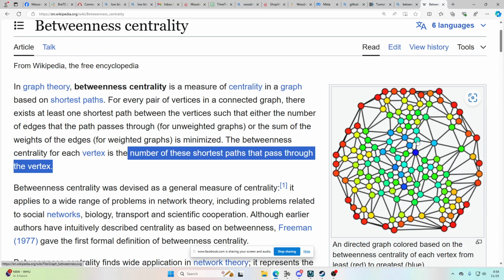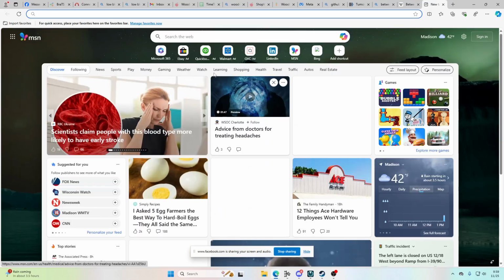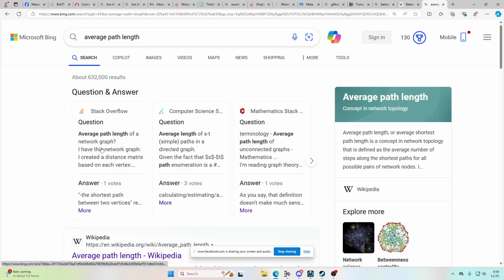So they calculated the betweenness centrality of each volume of space in a tumor and compared it between grade 2 tumors and grade 4 tumors and noticed a difference. They also did average path length, so I'll look up what that means. Average graph path length.